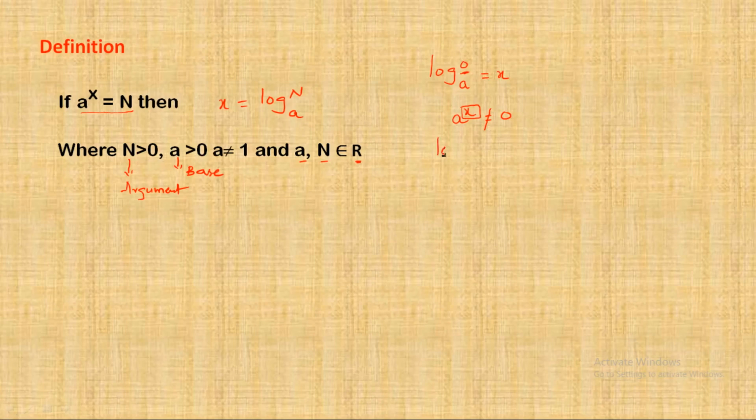What happens if we take 1? This case we have already seen in the basic rules. If it is x, then in exponential form a power x is 1. So we can write it as a power x is equal to a power 0, then x value will become 0.